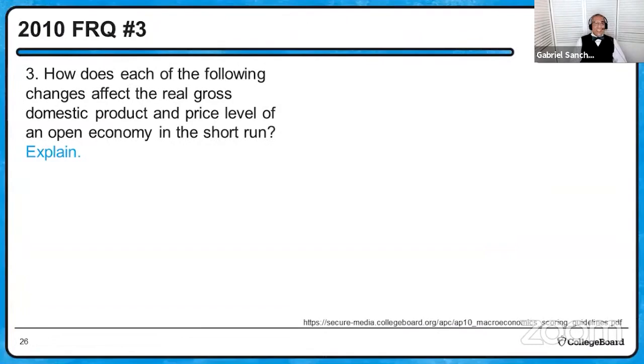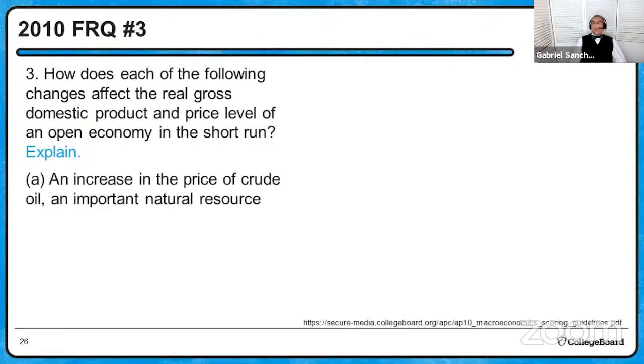So how does each of the following changes affect the real gross domestic product and price level of an open economy in the short run? Explain. So our first one, A, an increase in the price of crude oil, an important natural resource. So if there's an increase in the price of crude oil, what does that do to real GDP and to price level?